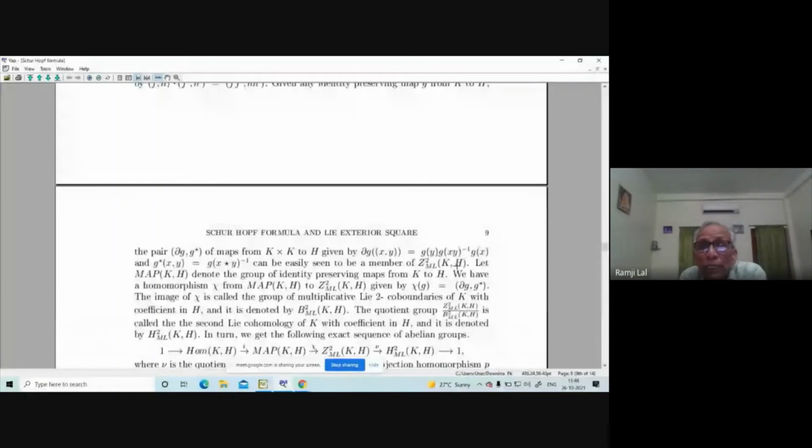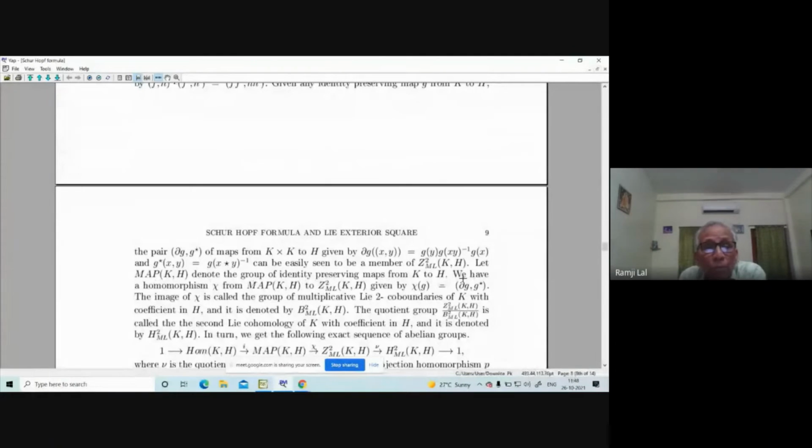This is also a 2-cocycle, and this is what we call the 2-coboundary. So given any map from K to H which preserves identity, G has to preserve the identity also. So G maps K to H, an identity-preserving transformation.